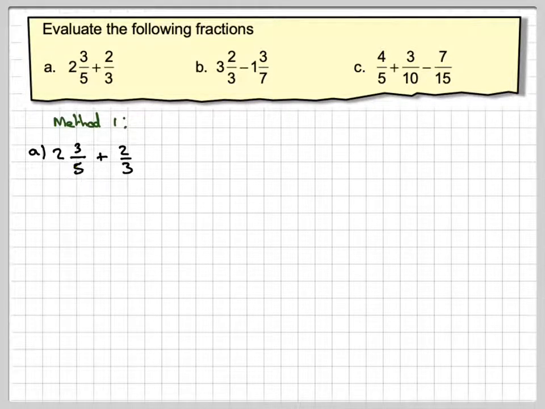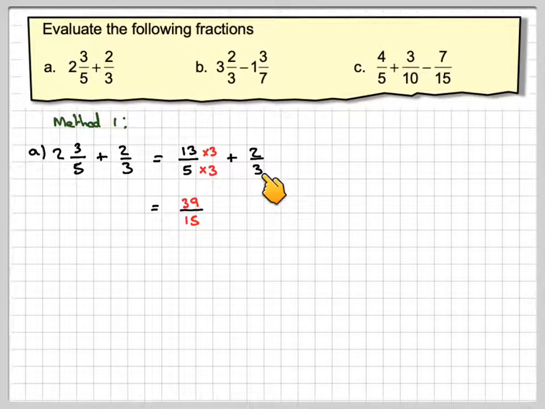Okay, so the first method requires you to convert each of these to an improper fraction. So 2 times 5 plus 3 makes 13 over 5. And then this one's already a proper fraction, so we're just going to add 2/3. Now we look for the lowest common multiple of 3 and 5, which is 15. And so we need to multiply that 5 by 3 to get 15. And because we've done it to the denominator, we need to do it to the numerator. So 3 times 13 makes 39.